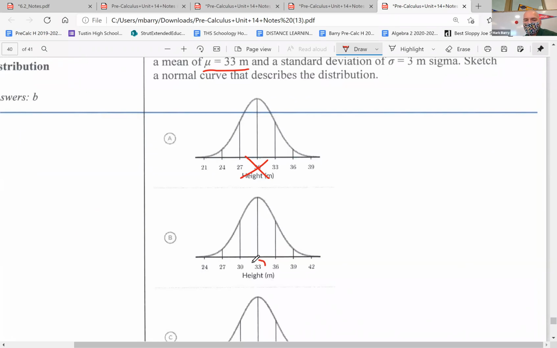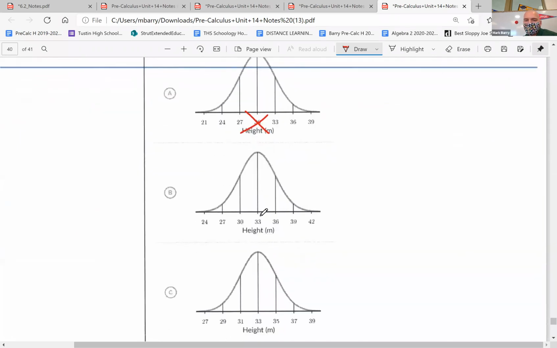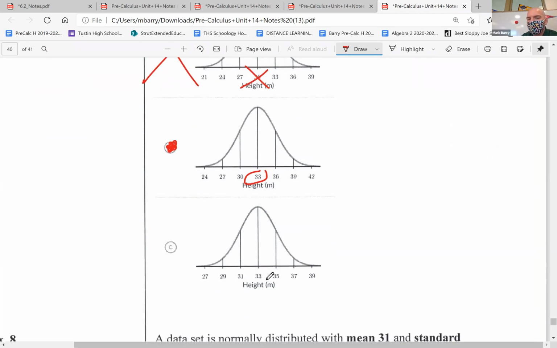B, we got our 33 in the middle, so that's looking good. And then are we adding 3 as we go outside? Yes. Are we subtracting 3 as we go the other way? Yes. Then B is going to be my correct answer. C is incorrect because although we have the 33 in the middle, we're adding 2 as we go outside.